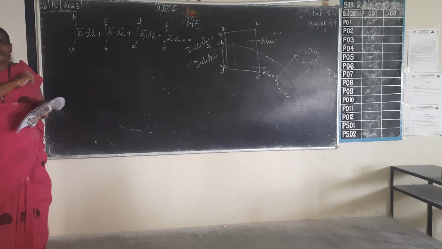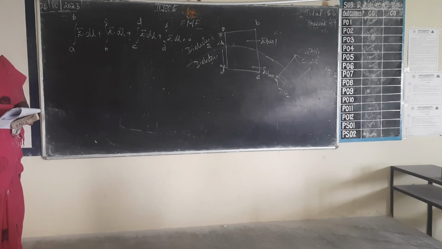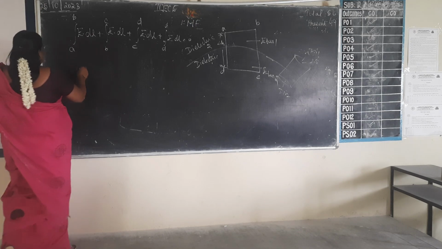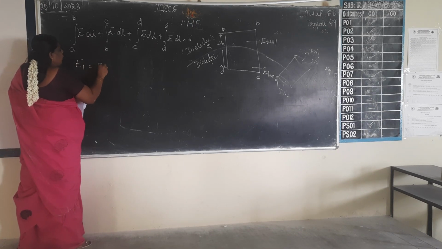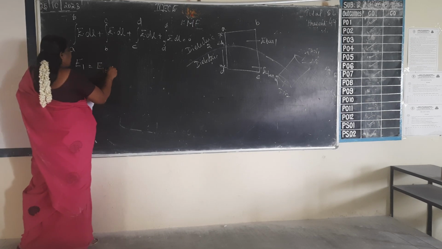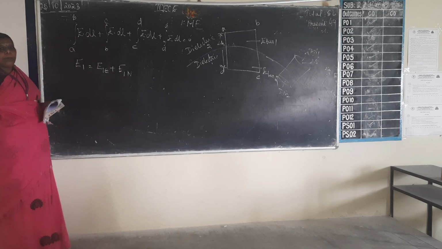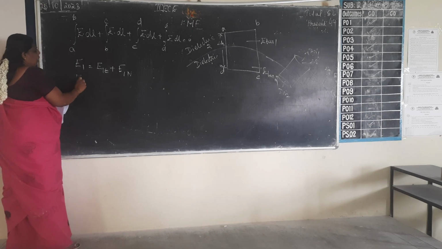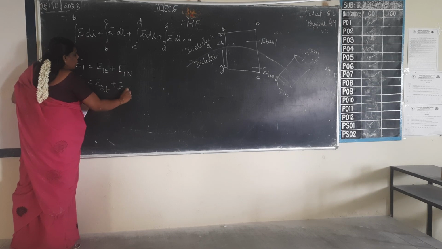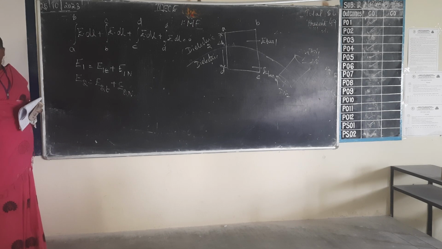But here we don't have any surface to be assumed to be equal to 0, is it not? Because both the terms are there. So we will write E1 as E1T plus E1N. E1T means the tangential component plus E1N, that is your normal component. Similarly, E2 is equal to E2T plus E2N. What do you mean by this 1 and 2?